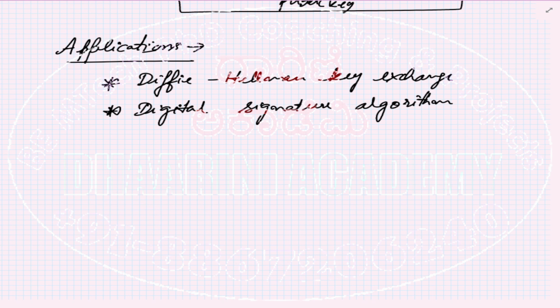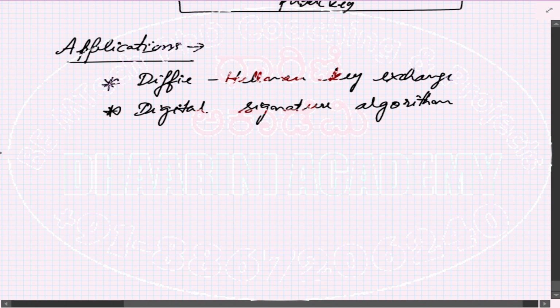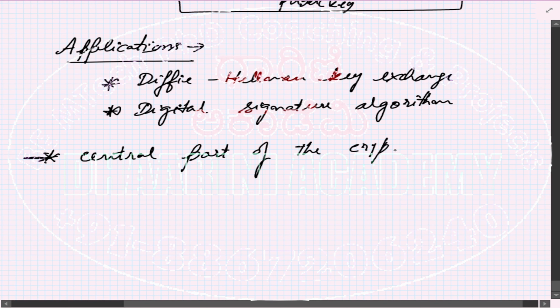Like P becomes 2P, then 3P, then 4P, like that. Okay, so we'll write that now. So that is the central part of the crypto system.